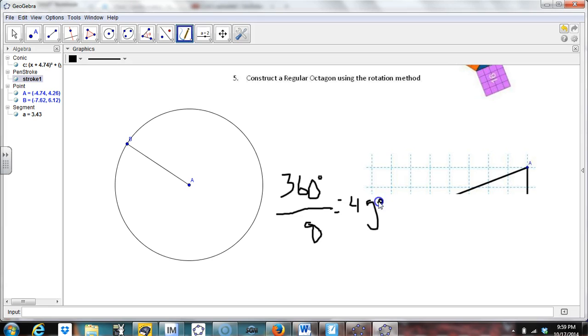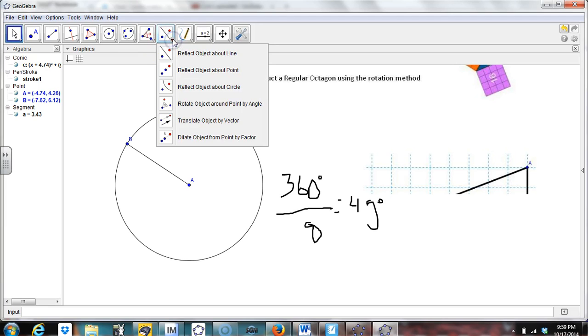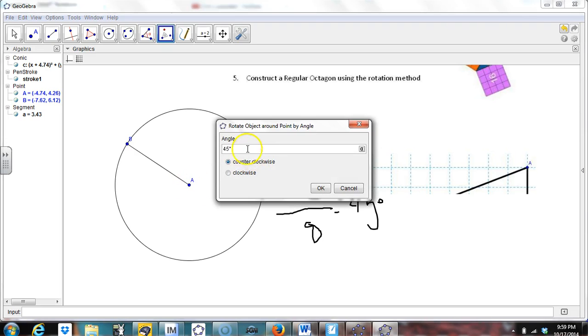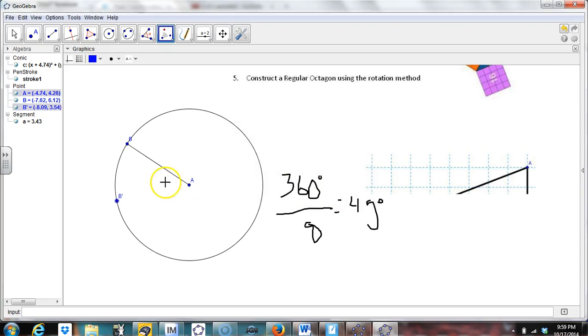Okay, so let's rotate this 45 degrees. So I'm going to go to my transformation toolbox, grab the rotate object by point. Okay, I'm going to click on B, and then I'm going to click on A to rotate around A. Hey, look at that, 45 degrees. Let's go counterclockwise. There's one.